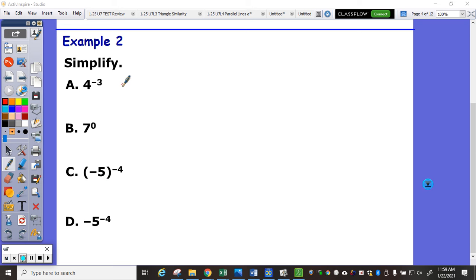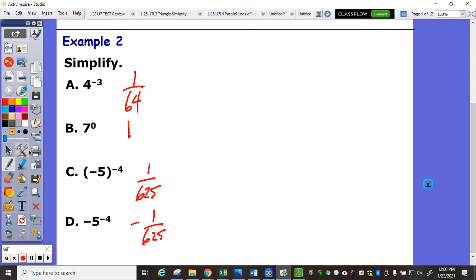All right, Mike, what did you get for the first one? 1 over 64. Sophia, what did you get for the next one? 1. Lauren, what did you get for this one? I got 1 over 625. What's the answer for this one? Negative 1 over 625. Now let's talk about the difference between these two right here.